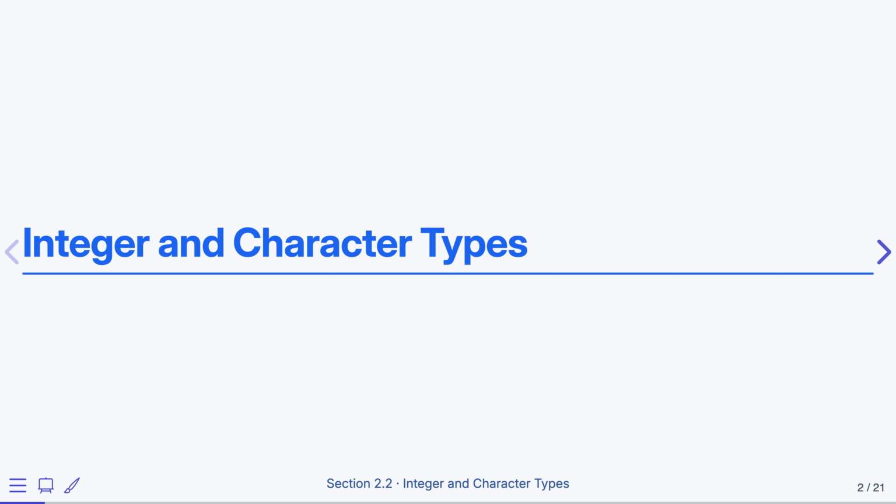An int looks simple. It just holds a number, but which numbers? Can it hold a billion? What happens when you add 1 to the largest value it can store? And why does char, the type for letters, secretly hold a number? Let's answer all of these.